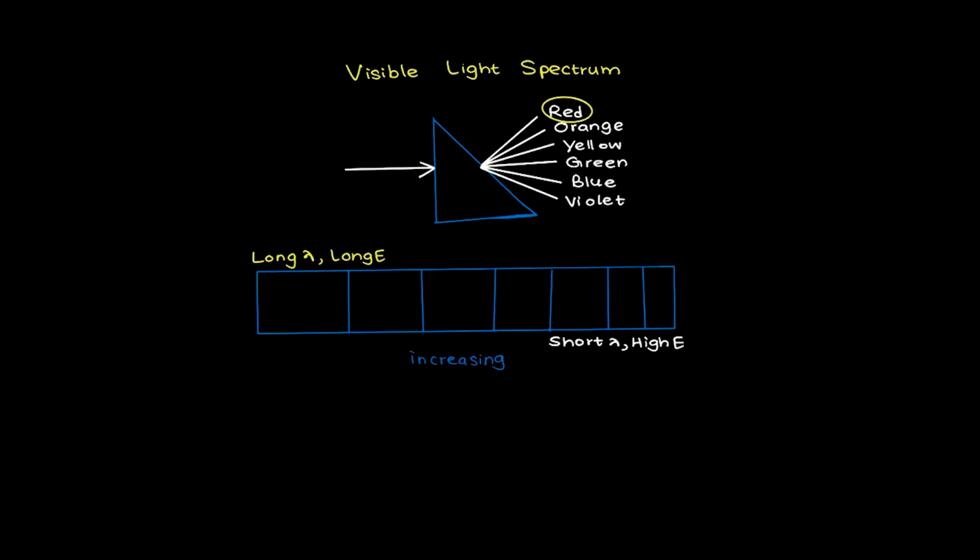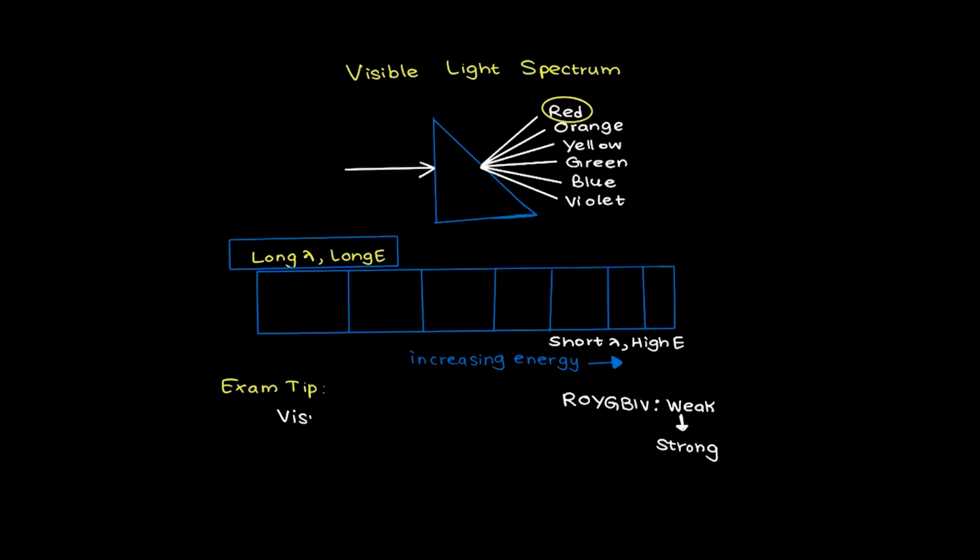Violet is the opposite: shortest visible wavelength, highest visible energy. Blue is close to violet, also high energy. Green sits in the middle. Remember Roy G. Biv: red, orange, yellow, green, blue, indigo, violet. Goes from longest to shortest wavelength, lowest to highest energy.